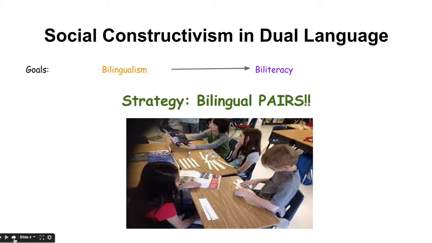Social constructivism in dual language meets both of our goals of bilingualism and biliteracy through the specific implementation of this strategy. Below you can see a photograph of students that are seated with bilingual pairs, and they are completing one project together in which both of them have roles and mutual supports to be able to complete the project.